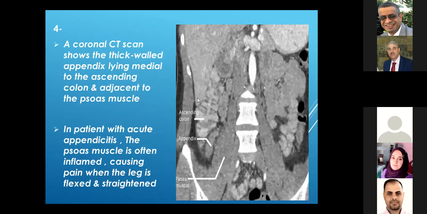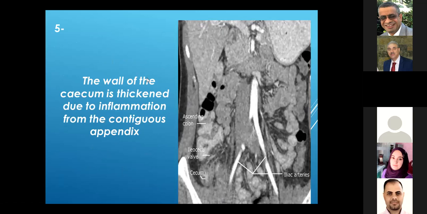This is a coronal picture. It shows a thick-walled appendix. This is the appendix with a thick wall adjacent to the ascending colon and adjacent to the psoas muscle. In patients with acute appendicitis, the psoas muscle is often inflamed, causing pain when the leg is flexed and extended. This is another coronal section. The wall of the cecum is thickened, due to inflammation from the contiguous appendix.